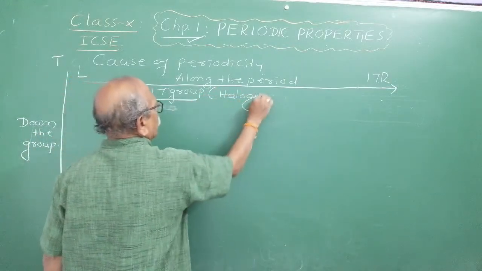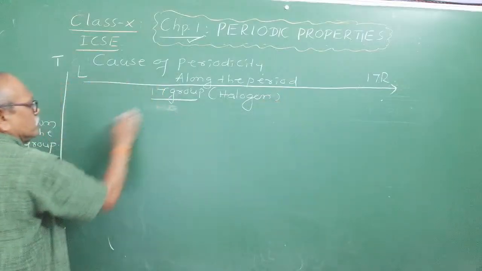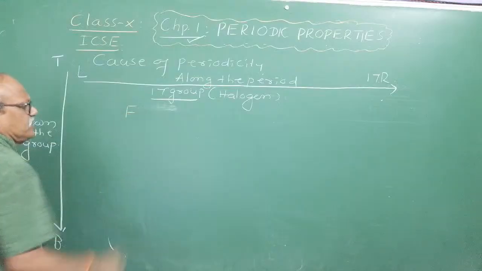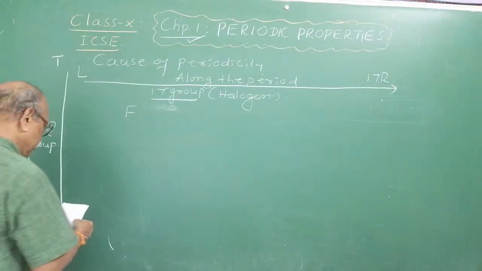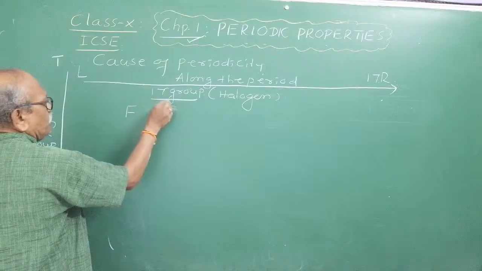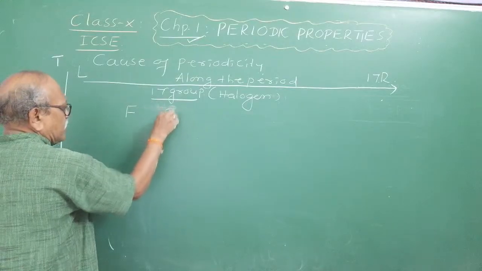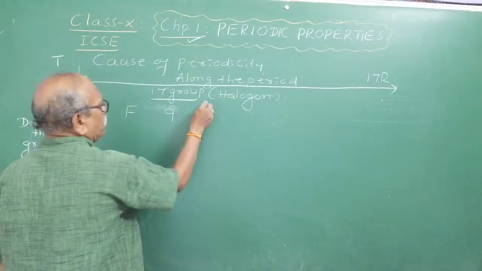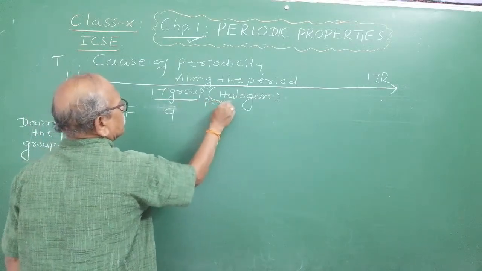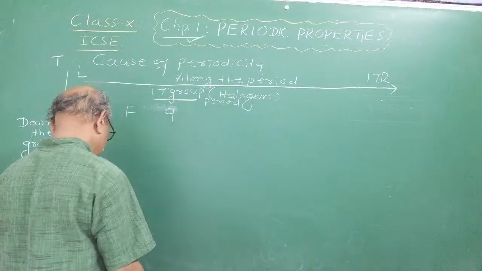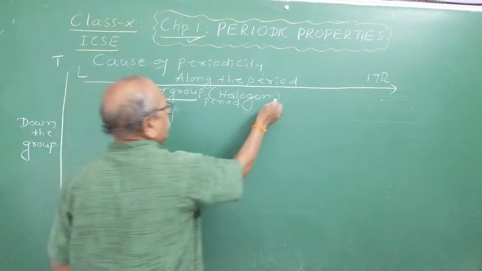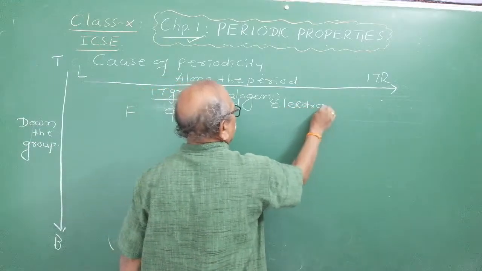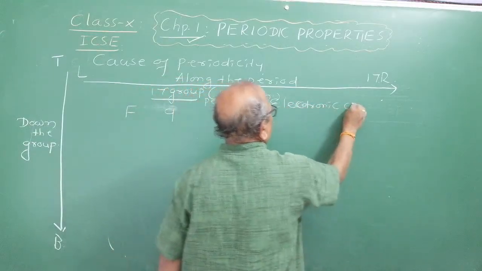Halogens, 17th group elements, are called halogens. Can you tell me the halogens and their atomic numbers? What is the name of the first element? It is fluorine. The atomic number of fluorine is 9. In which period is it present? We will write the period, and we will write the electronic configuration. You will observe the electronic configuration.